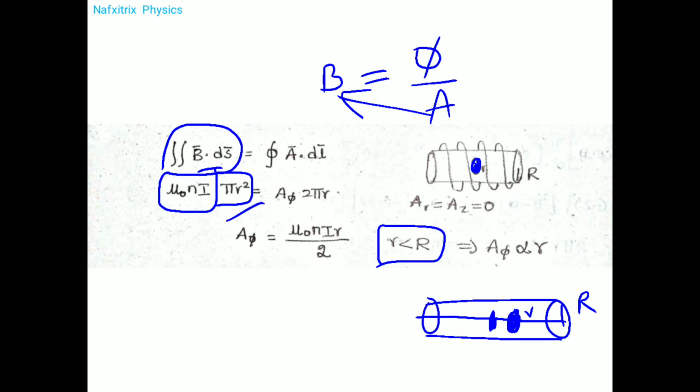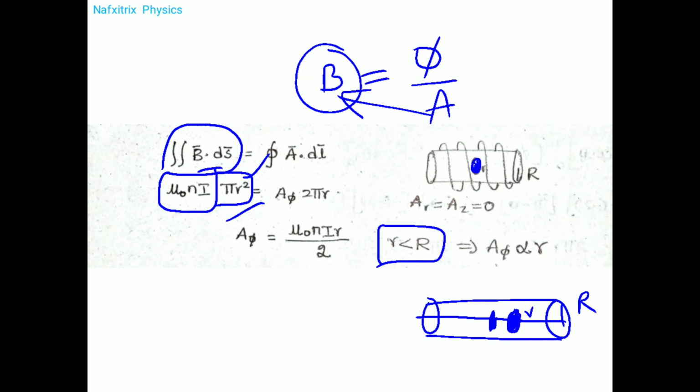So total flux, how much is there? This is the flux for unit area. Actually B is the flux, how much flux is present in unit area, that means 1 meter square, 1 centimeter square, like that, but we need it for pi r square area. So this much area, so mu 0 nI into pi r square.